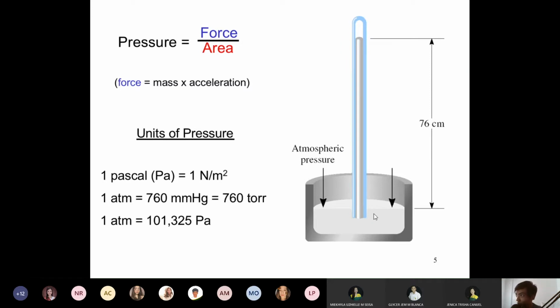And this is the column wherein the mercury will displace when there is pressure around it. However, we do not use this. Hindi na natin ito ginagamit. Why? Mercury is toxic. So, ayaw natin sa mga toxic na bagay. Kaya, we do not use them anymore.